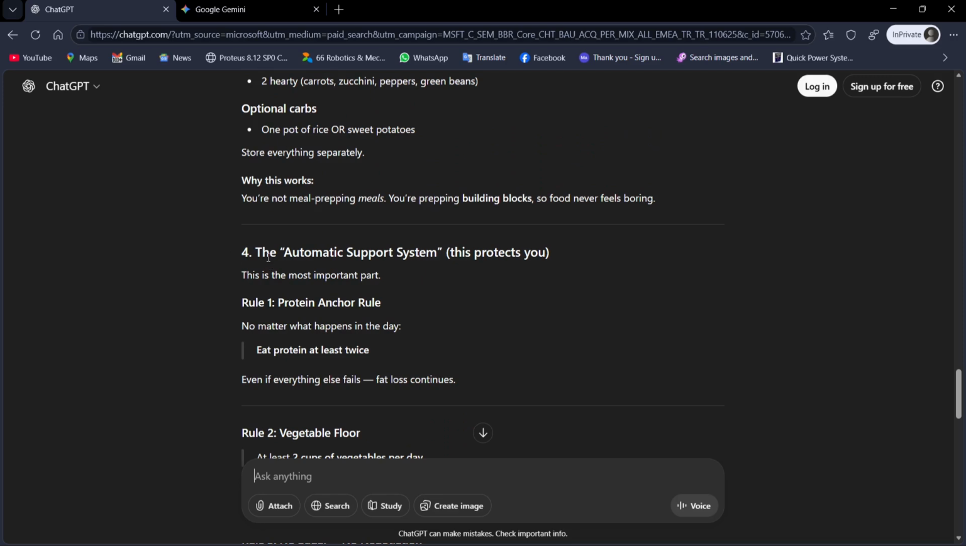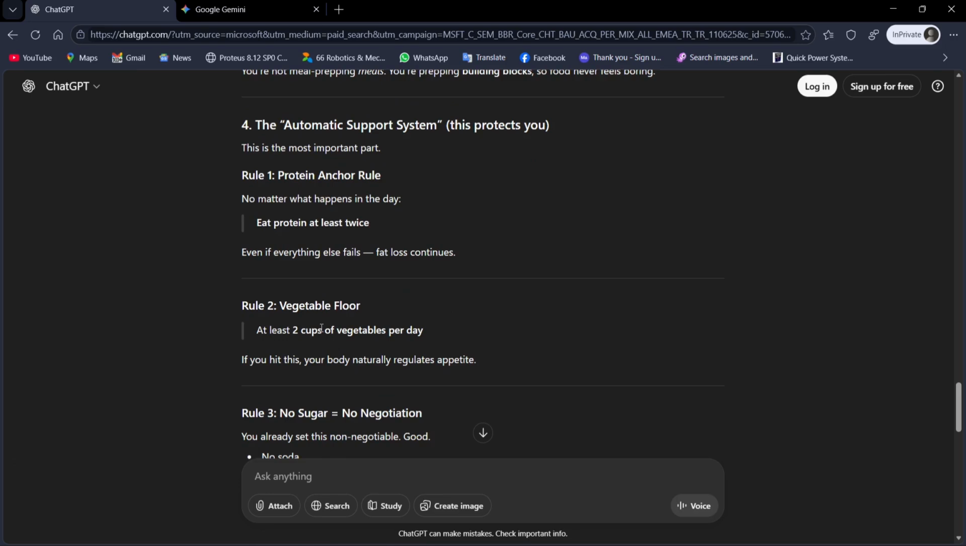Number four, the automatic support system. This protects you. This is the most important part. Rule number one: protein anchor rule. No matter what happens in the day, eat protein at least twice. Even if everything else fails, fat loss continues. This is an amazing recommendation. It plays to the fact that no matter what happens, no matter how our schedule changes, we should always eat protein. It tells us basically what we should prioritize in our meals, right?